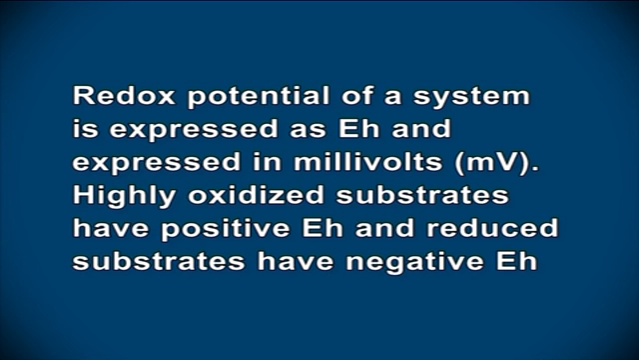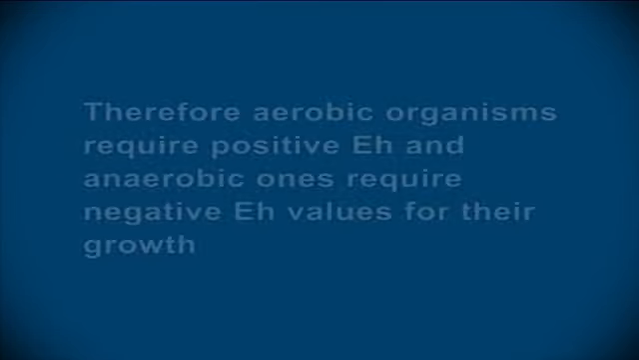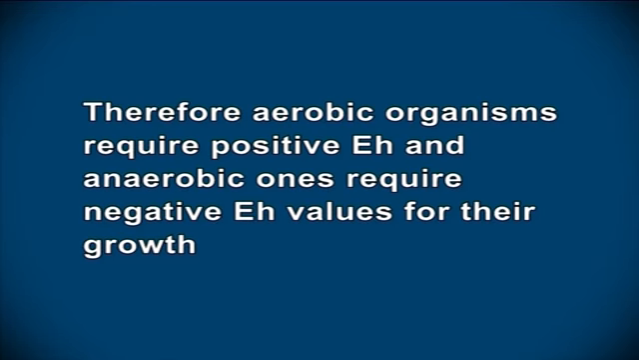Redox potential of a system is expressed as EH and expressed in millivolts, that is mV. Highly oxidized substrates have positive EH and reduced substrates have negative EH. Therefore, aerobic organisms require positive EH and anaerobic ones require negative EH values for their growth.